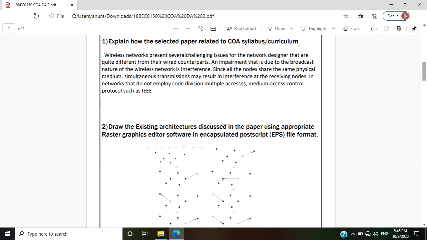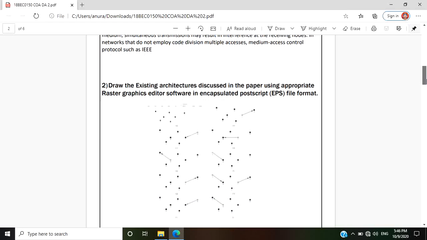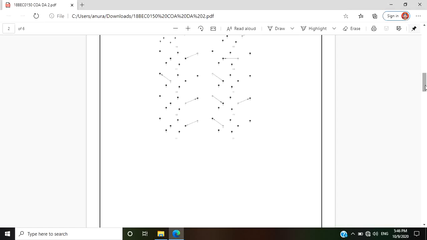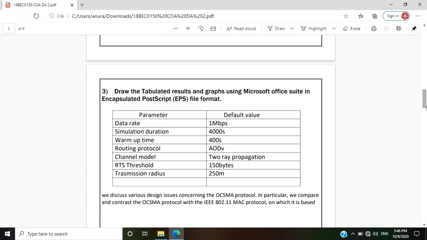This is my second question. Draw the existing architectures discussed in the paper using appropriate raster graphics editor software in encapsulated PostScript file format. This is my diagram. We move on to the third question. Draw the tabulated results and graphs using Microsoft Office suite in encapsulated PostScript file.